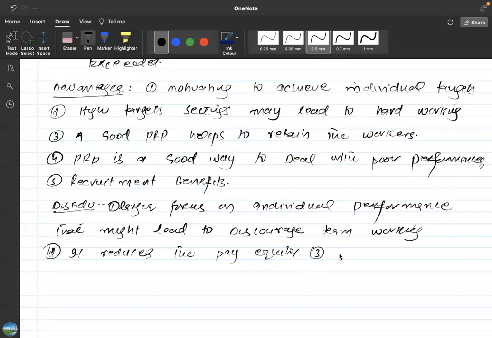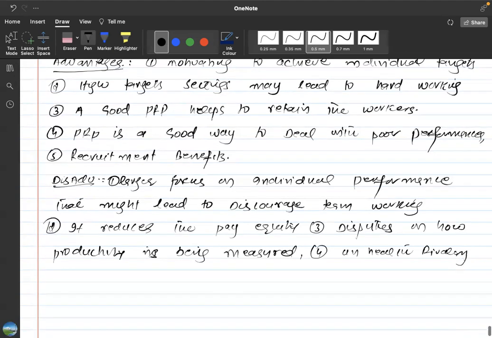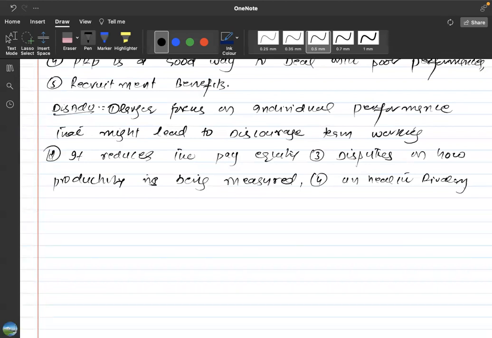There might be some disputes on how productivity is being measured, and the managers might be blamed for unfair treatment of some employees. It might create some unhealthy rivalry among the employees that might not be good for the organizations. Managers may sometimes show favoritism and pay some workers more and some workers less.